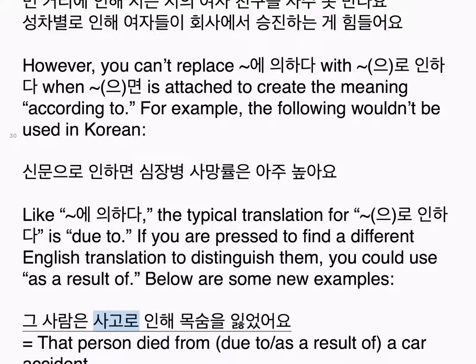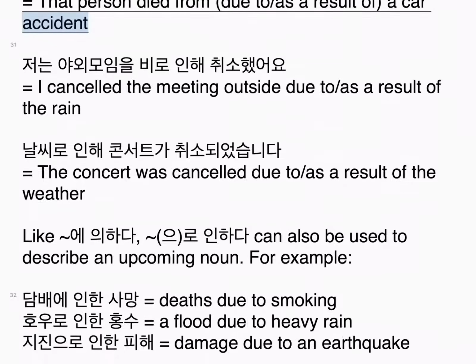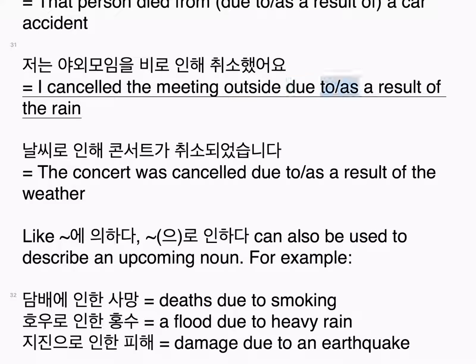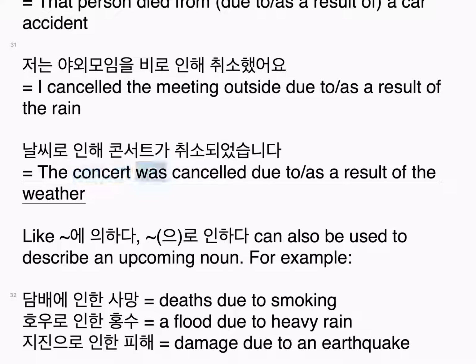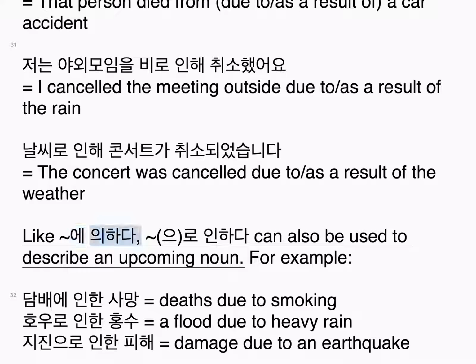그 사람은 사고로 인해 목숨을 잃었어요. That person died from, due to, as a result of, a car accident. 저는 야외 모임을 비로 인해 취소했어요. I canceled a meeting outside due to, as a result of, the rain. 날씨로 인해 콘서트가 취소되었습니다. The concert was canceled due to, as a result of, the weather. Like 에 의하다, 으로 인하다 can also be used to describe an upcoming noun.